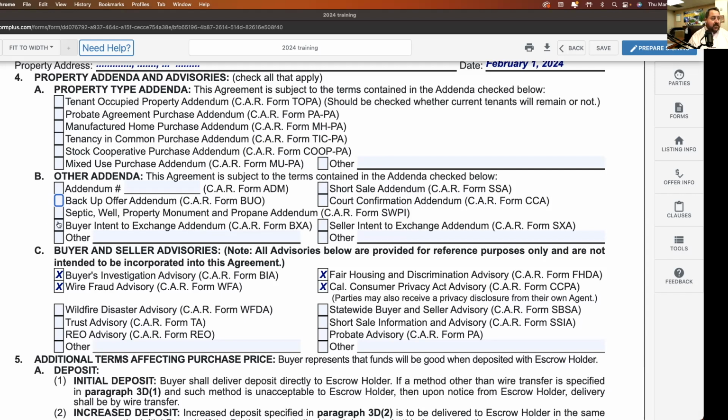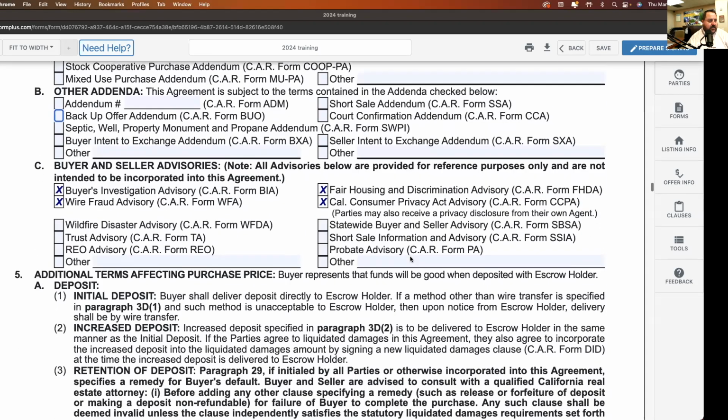The buyer's intent to exchange, if this is a purchase of me exchanging out of another income property into a different income property, that needs to be included. The seller's intent to exchange, I'm not going to include it generally because that's something that needs to be sent in from the seller. And then any other addenda that you may have to incorporate into the transaction.